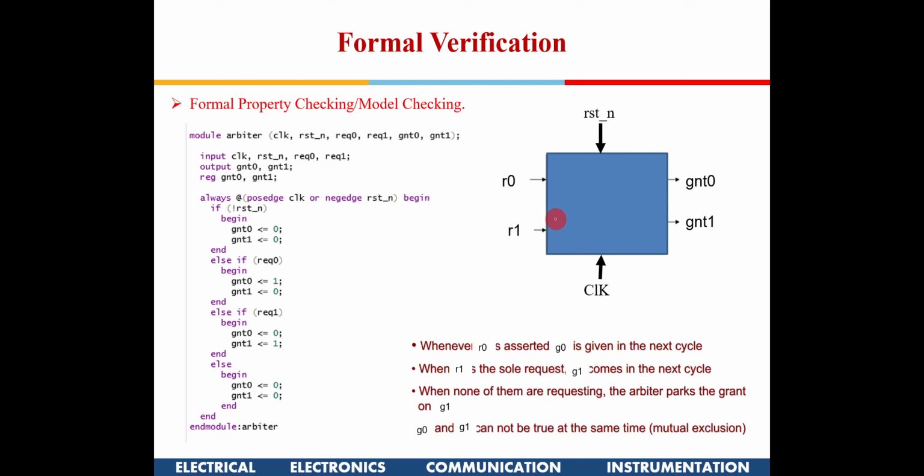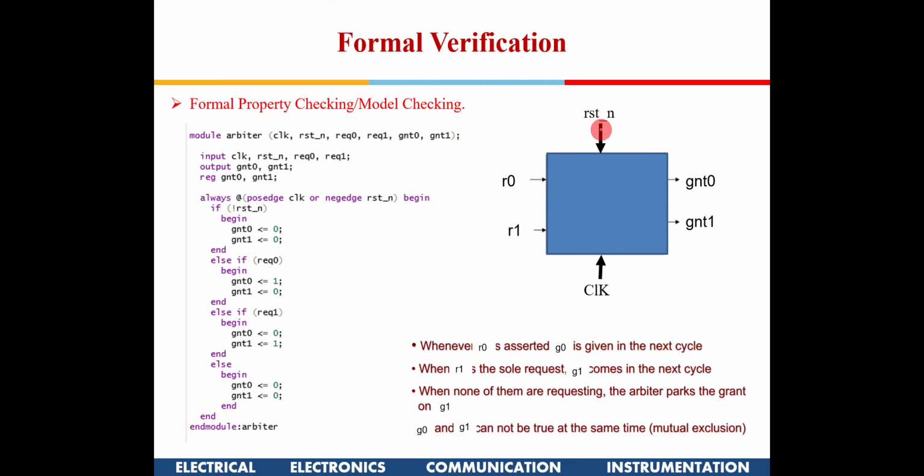Suppose I have a module here. It is an arbiter. What is an arbiter? The transistor level implementation of an arbiter is there in the advanced VLSI design course. So I have two requests coming, R0 and R1. This is the reset pin.